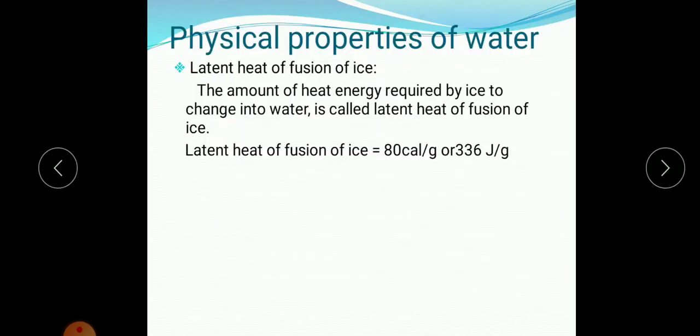Next, what does latent heat of fusion of ice mean? The amount of heat energy required by ice to change into water is called latent heat of fusion of ice. So whatever amount of heat energy that is required to convert ice into water, we call it latent heat of fusion of ice, and the value for it is 80 calories per gram. That means for 1 gram 80 calories is required, or in joules it is 336 joules per gram. So the amount of heat energy required to convert ice into water is called latent heat of fusion of ice, and its value is 80 calorie per gram.